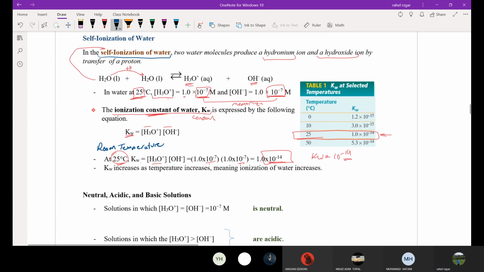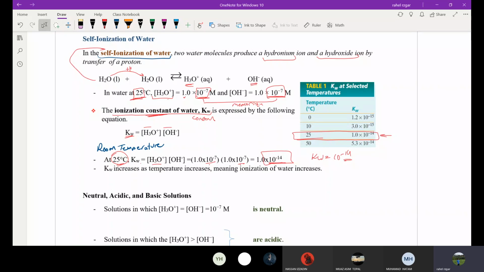Why are we focusing so much on temperature? Because if temperature increases, the ionization of water increases. So at a higher temperature, water will form more ions.